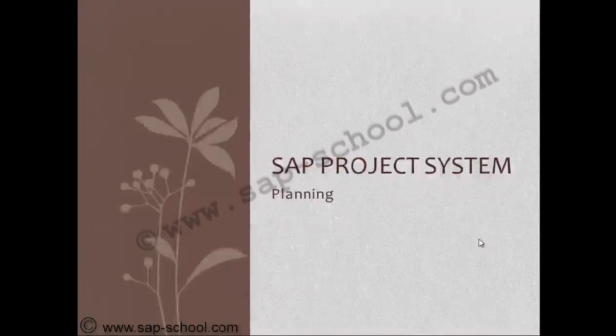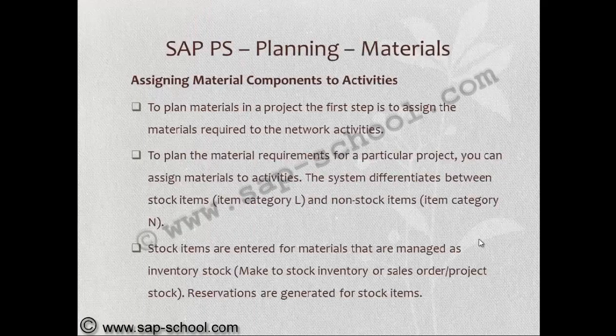After the planning of this external processing via external activities or services, now we'll see assigning the materials to activities. This we can consider in the internal processing also. Other than capacities, we can use internal processing for assigning the material to activities. Now, to plan materials in the project, the first step is to assign the materials required to the network activities.